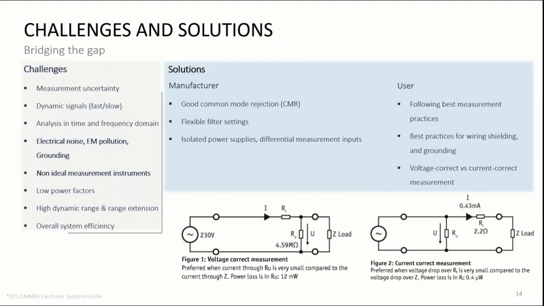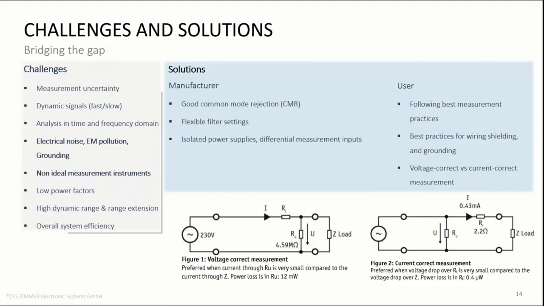Apart from that, like in every electrical measurement, we have the influence of noise, electromagnetic pollution, and grounding issues, which can be solved by the manufacturer by offering filters for the power measurement, and on the design side by using isolated power supplies and differential measurement inputs. And the user from their side can minimize these issues by following best measurement practices, such as the use of good conducting and shielded leads, avoiding loops on the measuring cable layout, proper grounding, and by ensuring connection integrity.